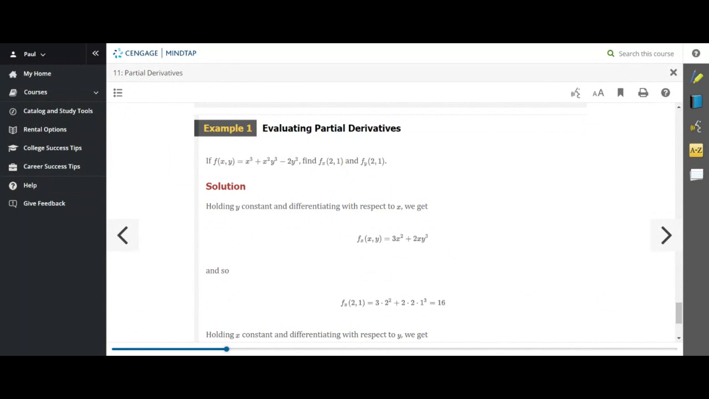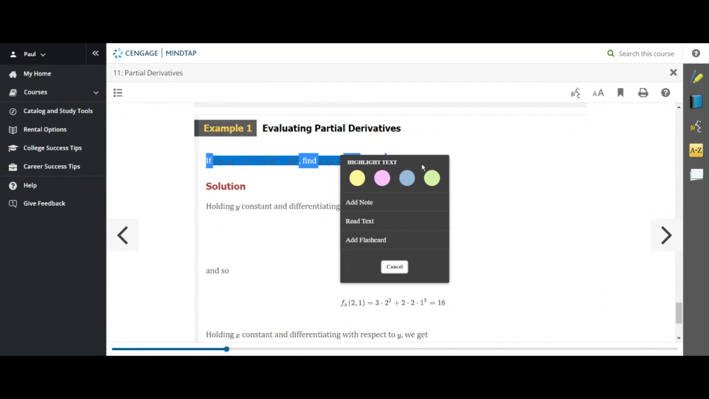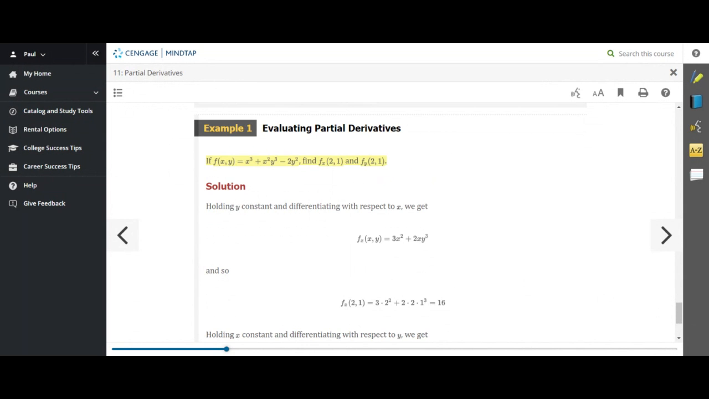Okay, so hold on. I want to try to highlight this if I can. Okay, so here they say our function equals x cubed plus x squared y cubed minus 2y squared. Find these first partial derivatives at the point (2, 1). So when x is 2 and y is 1, find the slope at the point on the surface that has those x and y values.